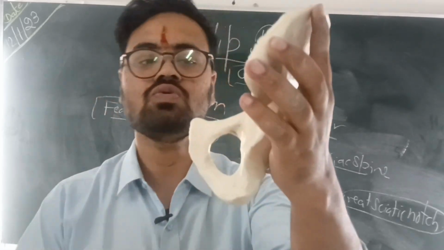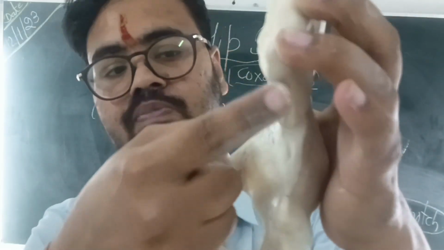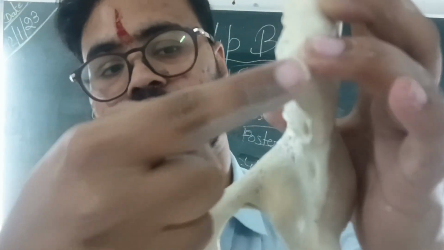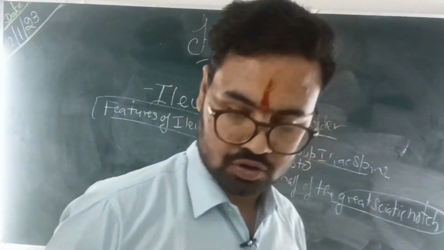Again let me explain you. This one is the greater sciatic notch and this one is the posterior superior iliac spine, and it extends from the posterior superior iliac spine up to the upper half of the greater sciatic notch.